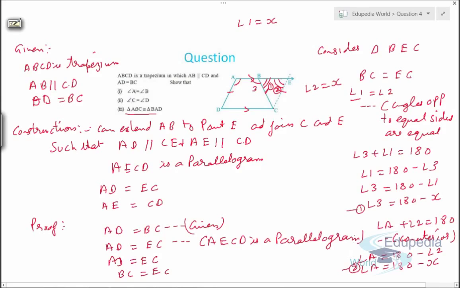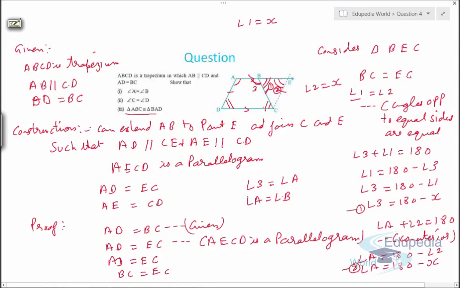So from 1 and 2 we can say that angle 3 equals angle A, and angle 3, if you see properly, is angle B. So we can say that angle A equals angle B. So this is how we can prove this. Now the second part is we need to prove that angle C equals angle D, meaning this angle equals this angle. Now if you see properly, AE is parallel to CD and BC is a transversal.